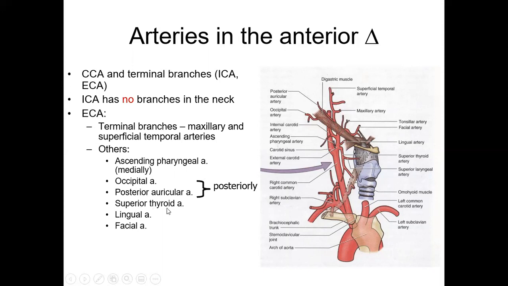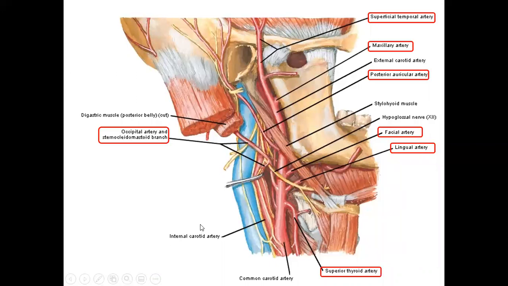And then we have the superior thyroid artery that branches from the external carotid artery. And then we have the lingual artery, and then the facial artery. You see here, this is the facial artery. This is the lingual artery. So these are the arteries that branch off from the external carotid artery. Okay, thank you. Just to repeat what I have mentioned, you can review on your own.